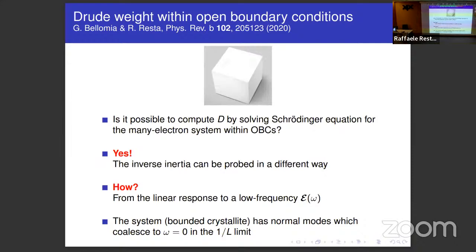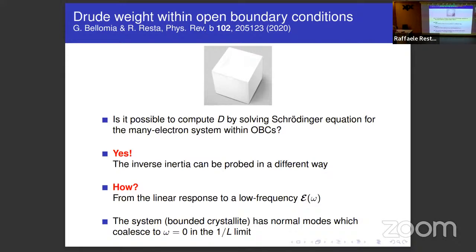You can probe, since the Drude weight is the inverse inertia of the many electron system, you can probe the inverse inertia in a different way. That is, you probe the system with a very low frequency electric field. And if the frequency becomes lower and lower, this happens like in musical instruments. You know, from the violin to the contrabass, the frequencies go down. From the trumpet to the tuba, the frequencies go down.